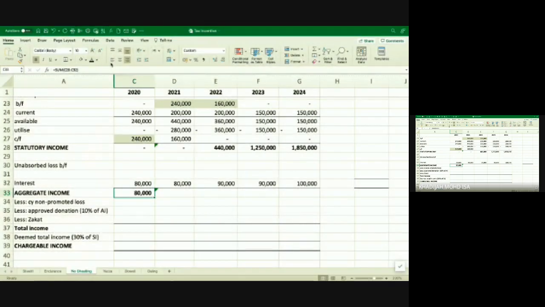So here, aggregate income is actually this area, from your statutory income minus loss brought forward plus 80,000. You don't have any loss, you don't have any statutory income here, which means that your aggregate income comes from interest only. And then you have less current year non-promoted loss. How much is your non-promoted loss available?